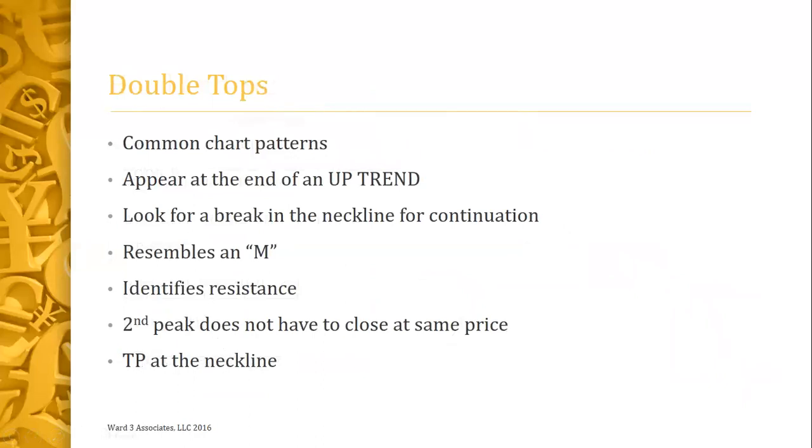On your double tops, you've got a few common chart patterns. They appear at the end of an uptrend, or at the end of the pullbacks against the downtrends. You want to look for the break in the neckline for continuation, and these resemble your M's. They identify resistance. We like to see these form around the key levels. And of course, on the second peak, it doesn't have to close at the same price. It doesn't have to be a perfect M.